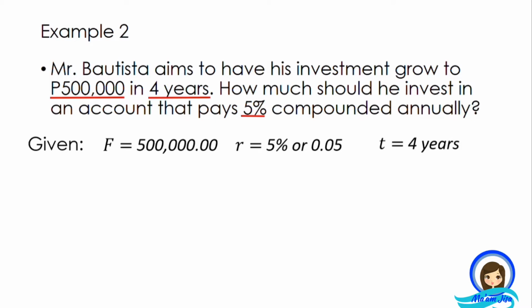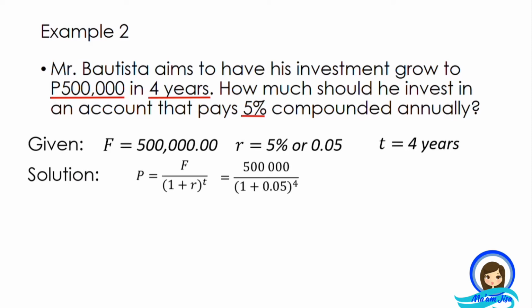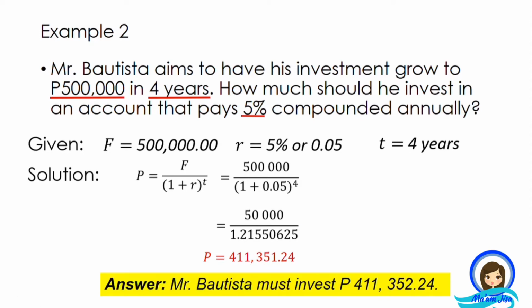Substituting it again to our formula, we have this line. And then, solving this in our calculator, it yields 1.21550625. Meaning dividing these two numbers, the answer is 411,351.24. Therefore, Mr. Bautista must invest 411,351 pesos and 24 centavos in order to attain his target amount of 500,000 pesos.